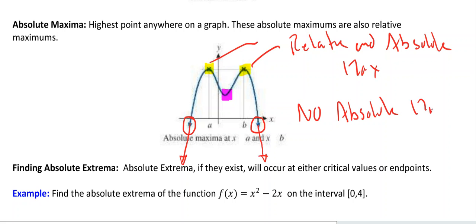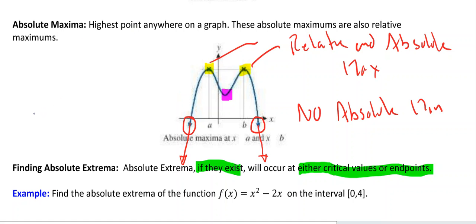So to sum all this up, finding absolute extrema. Absolute extrema, if they exist, will occur either at critical points or endpoints, as we've seen in these last two examples. So this is different than relative extrema. Relative extrema will occur at critical values, but absolute extrema could be at critical values or at endpoints. Just to drive home this point, let's just do one more example.